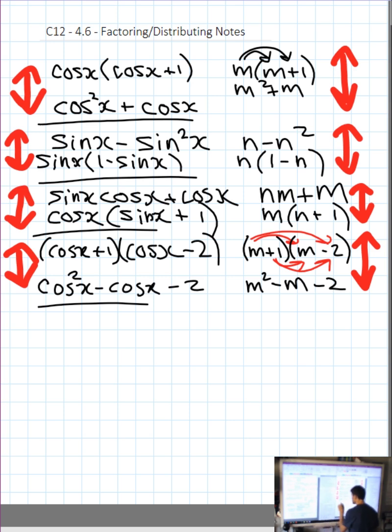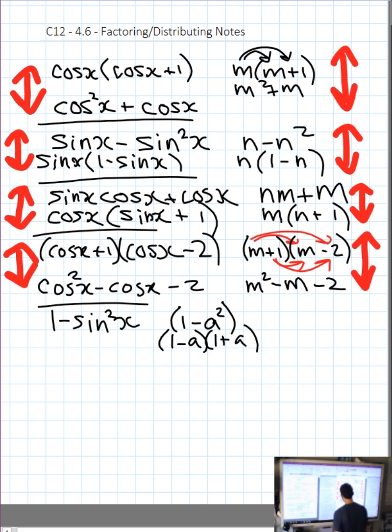1 minus sine squared x. So, what does that look like? Well, that's a 1 minus, I used a different letter in the notes just for fun, a squared. Well, that factors to be 1 minus a, 1 plus a. Differences of squares. So this factors to be 1 minus sine x, 1 plus sine x. I'll put in a little vertical bar there.